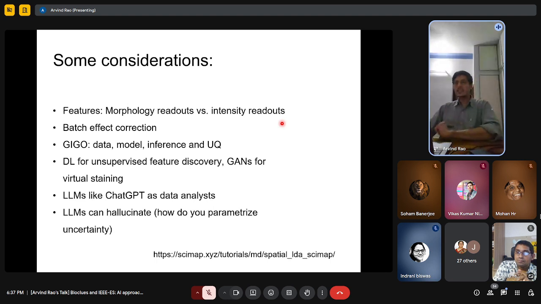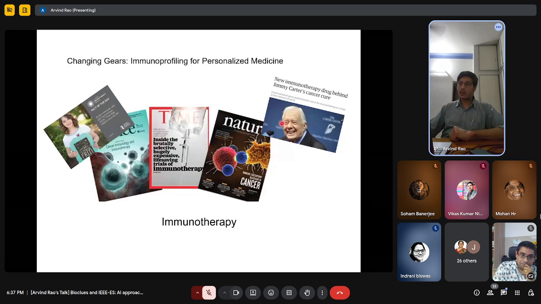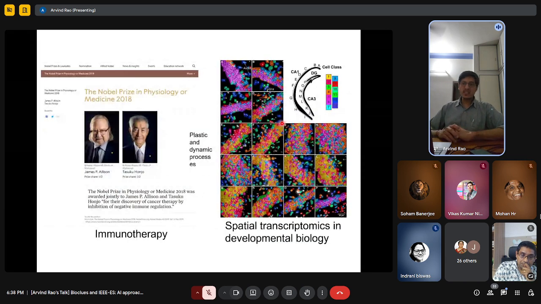So I'll stop there, and I'll now change gears to something else in the next 15 minutes, right? Which is this whole promise of immunotherapy for personalized medicine. We all know that there's chemo, there is radiation therapy, there's surgery, and immune therapy has come up as a very, very big modality for treatment. And this got a Nobel Prize a few years ago.